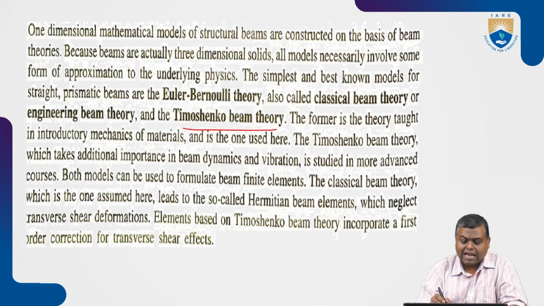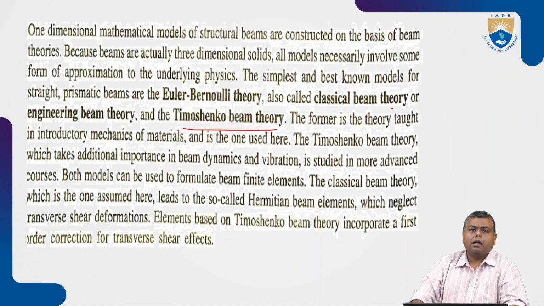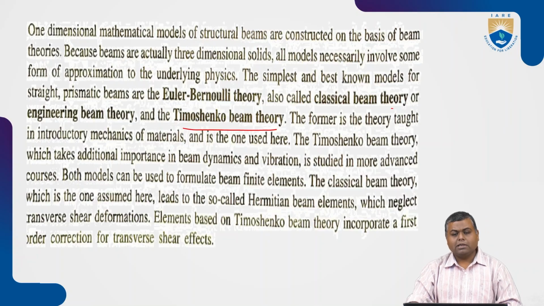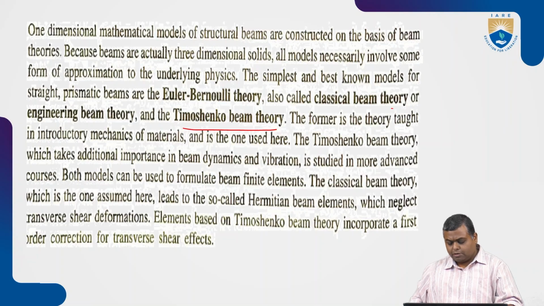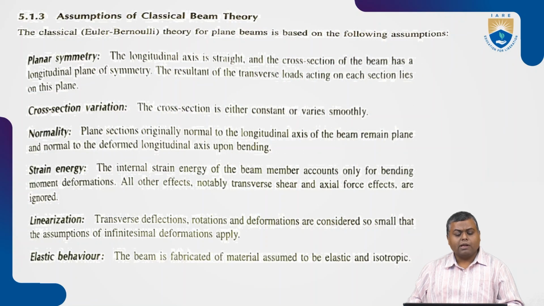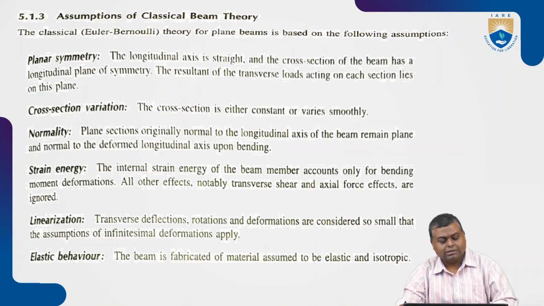One is classical beam theory or engineering beam theory. This is also called Euler-Bernoulli theory. And the other one is Timoshenko beam theory. The Timoshenko beam theory gives additional importance to beam dynamics and vibration. Hermite beam elements neglect transverse shear deformation, but the Timoshenko beams have a first-order correction for transverse shear. Now, we will assume that a classical beam is considered.